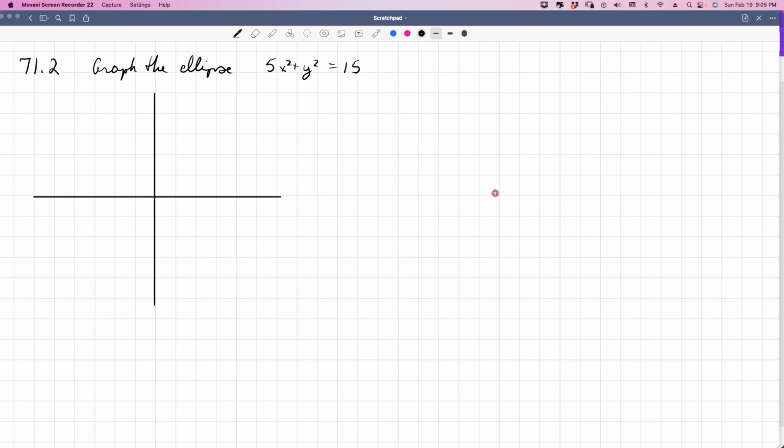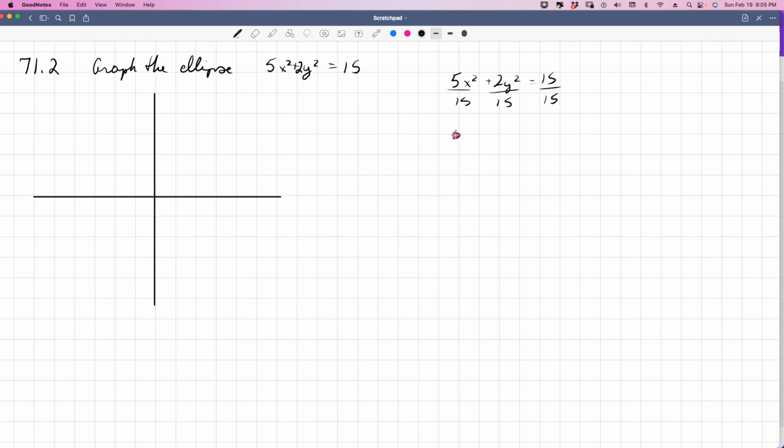So here we're asked to graph an ellipse, and we have 5x, I'm sorry, I didn't write that right. It should be plus 2y squared. 5x squared plus 2y squared equals 15. Well, we know this has to be set equal to 1. So we're going to divide everything by 15 in order to make this 1. So 5x squared plus 2y squared equals 15. Divide everything by 15 so that this now becomes 1.